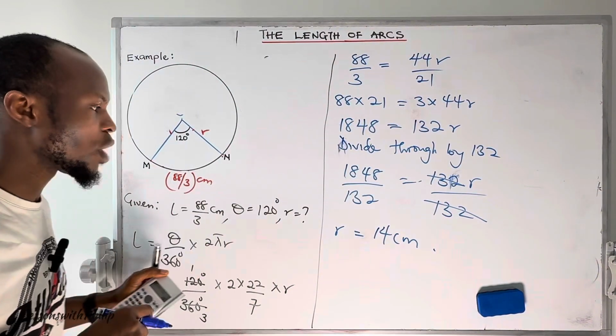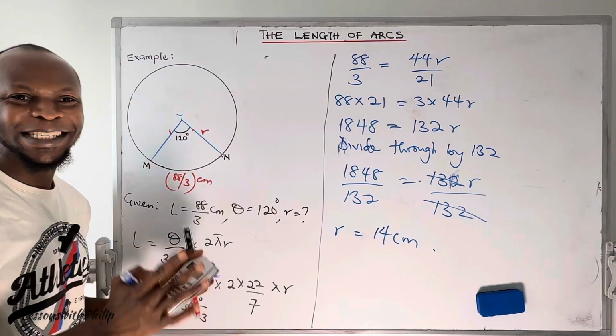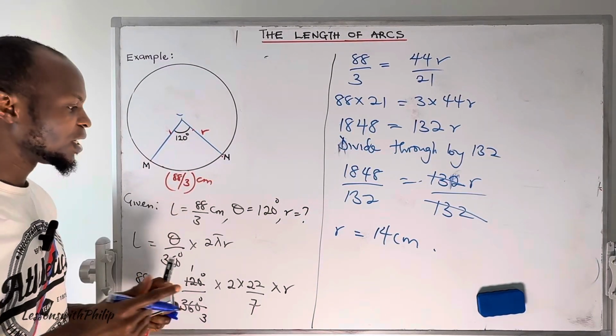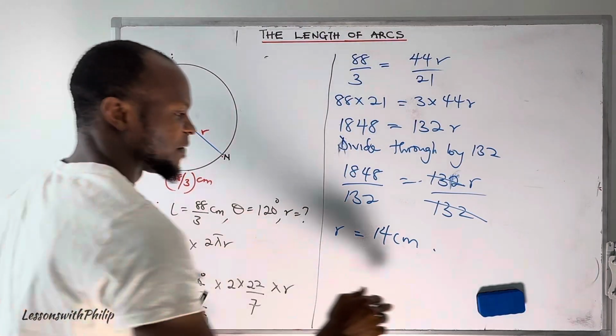Don't forget, in the question we were given, what was our radius? Our radius was 14 centimeters. And this is how to calculate if you are given the length of an arc and you have to find the radius. This is the way you can calculate it.